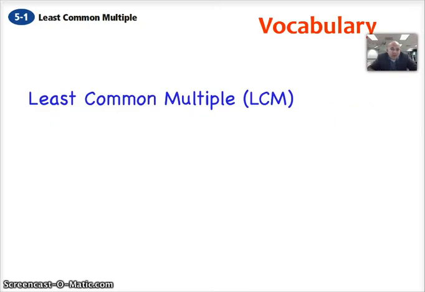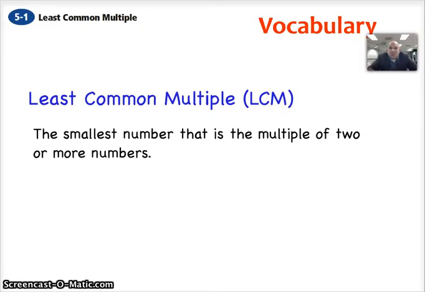Let's go ahead and turn to the back of our books and write down the term least common multiple and its definition. The definition of least common multiple is the smallest number that is a multiple of two or more numbers. Let me go ahead and illustrate this through a word problem.